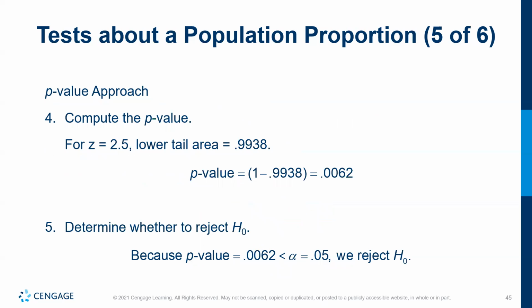All right. So again, we can do the p-value approach and say for a z of 2.5, the lower tail would be 0.9938. 1 minus that is 0.0062. So the probability of us getting this test statistic is 0.0062. And since that is less than our alpha, we're going to reject the null hypothesis and say, we really do believe that it has changed.